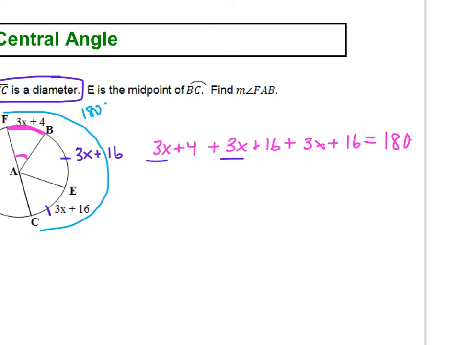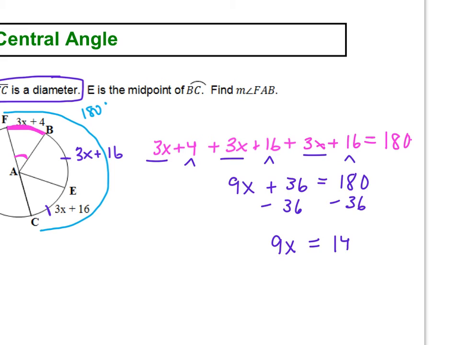You have 3x plus 3x plus 3x. That gives you 9x. And then you have 4 plus 16 is 20, plus another 16 is 36. Carry down your equals 180. Go ahead and subtract 36 from both sides. So we have 9x equals 144. And then divide both sides by 9. And we're finding that x equals 16.